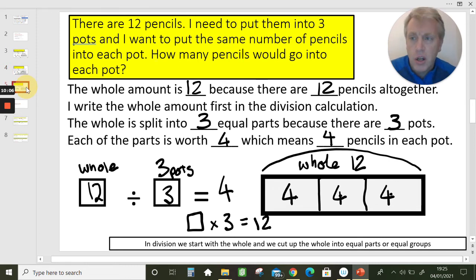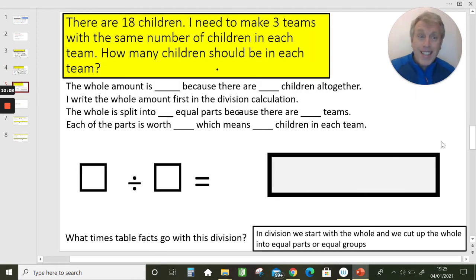Okay, let's do our next one. There are 18 children. Oh, can you imagine it? What a horror show. No, I miss you all a lot, actually. I'd love to see you back in class, but you have to be patient. There are 18 children. Now I need to make 3 teams with the same number of children in each team. How many children should be in each team? Well, pause the video, have a go, fill in the blanks, talk it through. If you want to, pause the video now.